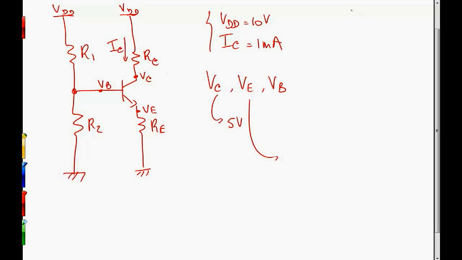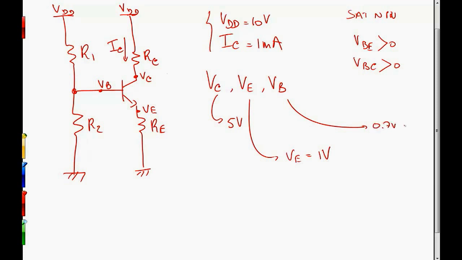Now remember that saturation in an NPN transistor occurs when the base to emitter voltage is larger than 0 and the base to collector voltage is larger than 0. Now a good design value here in this case would be to take an emitter voltage equal to 1 volt. Now the base voltage depends on the emitter voltage, and it's equal to 0.7 volt base to emitter voltage drop plus the emitter voltage, so in this case 1.7 volt.